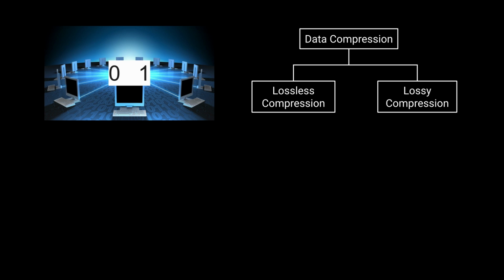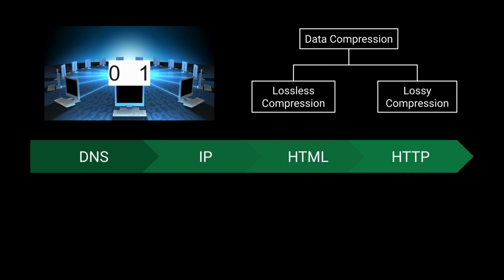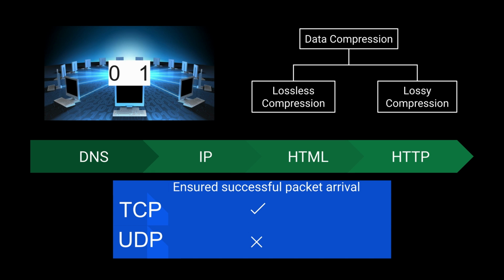To wrap up, a computer network is made up of many different computing devices that communicate with each other through internet protocols using zeros and ones. To make communication faster, data is compressed using either lossless or lossy compression, depending on its nature. When we search for websites, the DNS translates domain names into IP addresses that allow HTML codes to be interpreted by HTTP. TCP and UDP are two methods of sending information across the internet, one with ensured successful packet arrival and one without it. And that is the Internet explained.